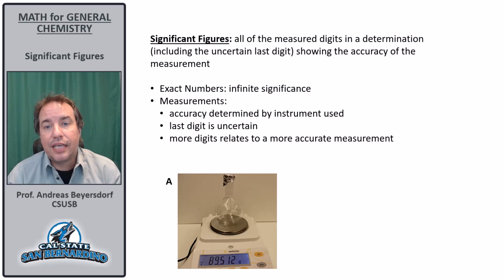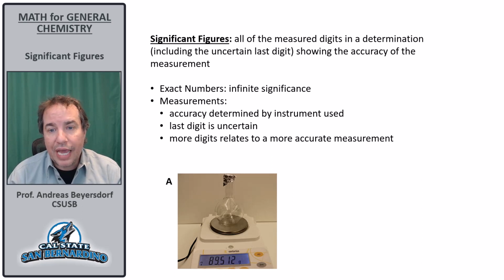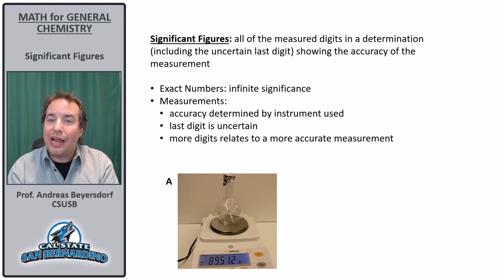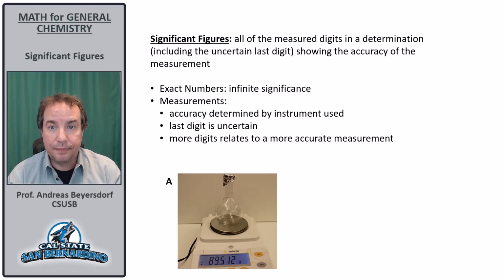Typically in the lab, we're going to use measurements. So for instance, let's say we put a beaker onto a balance and we get 89.512 grams. That tells us how much accuracy the instrument has. Now, if you do this, sometimes when you use a balance, you'll notice that that last digit changes around. So it might be 89.512, then a few seconds later, 89.513, 89.511. That last one is the most uncertain.